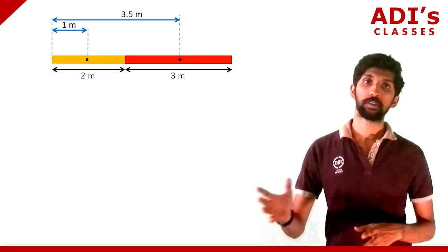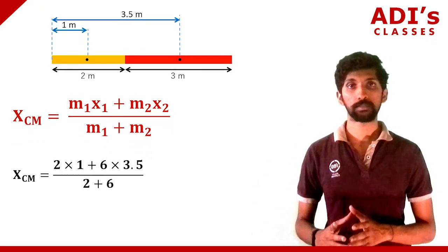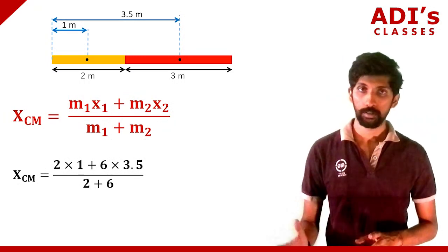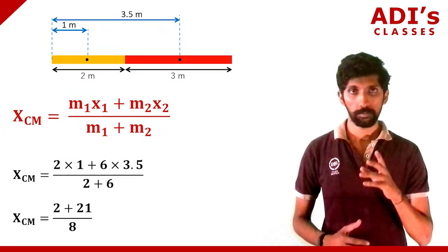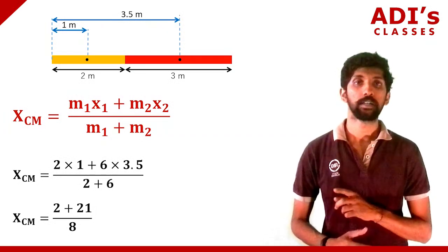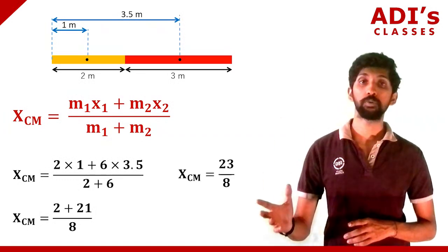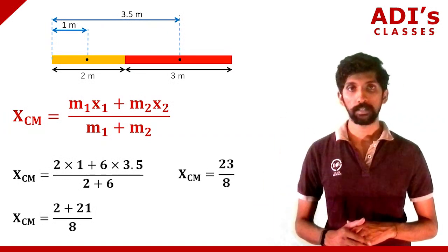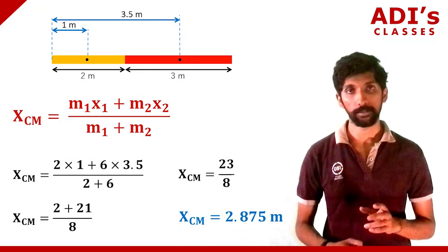Then what is the formula? We have xcm is equal to (m1 x1 plus m2 x2) divided by (m1 plus m2). If we substitute, we get (2 into 1 plus 6 into 3.5) divided by (2 plus 6), which gives us (2 plus 21) divided by 8, or 23 by 8. So 23 by 8 is 2.875 meter.